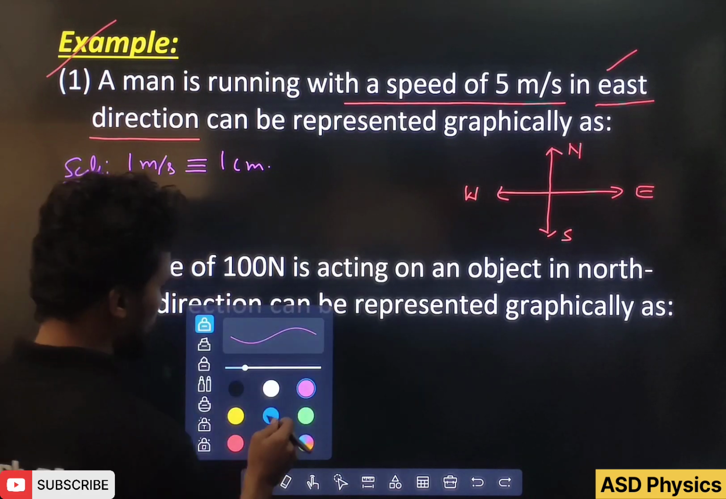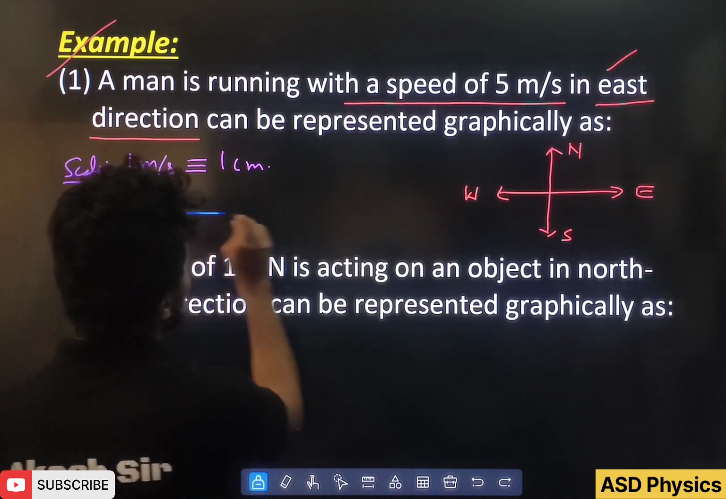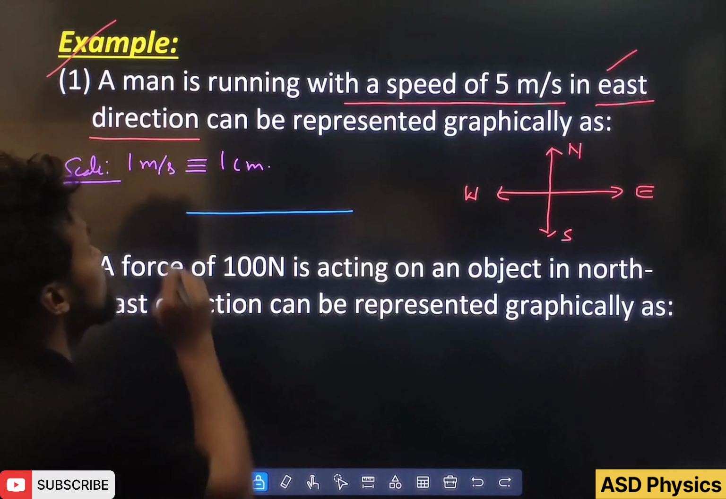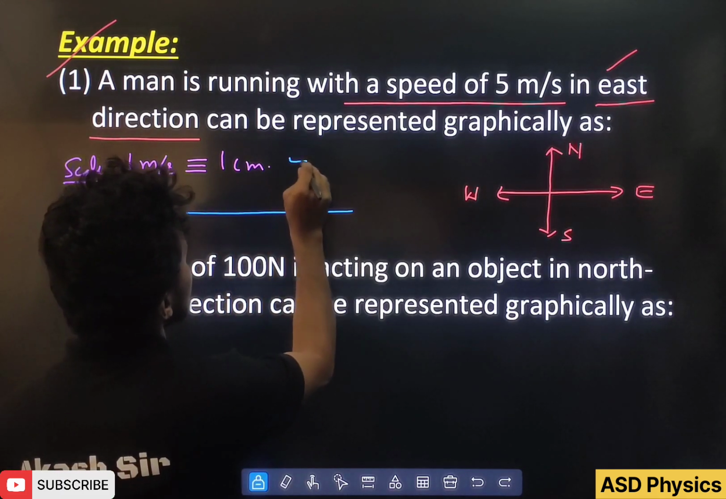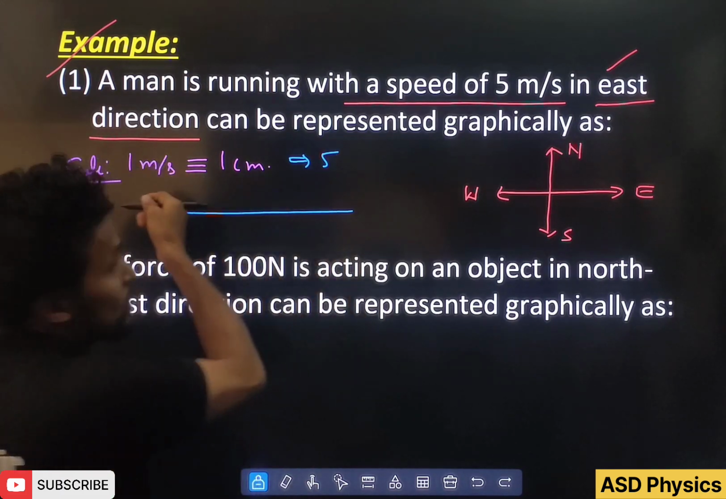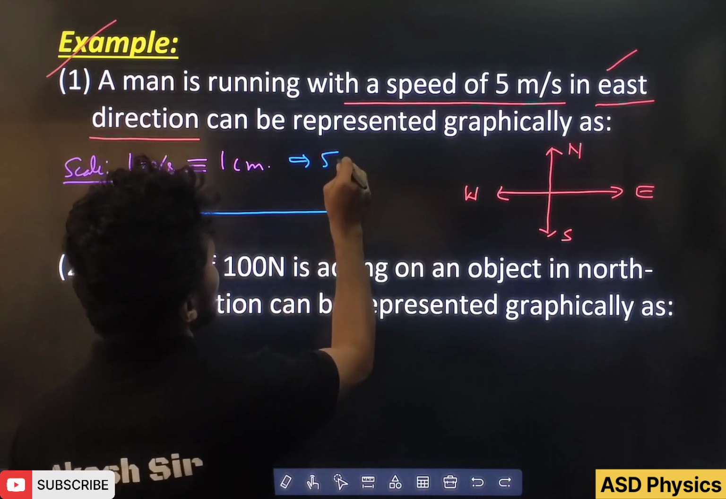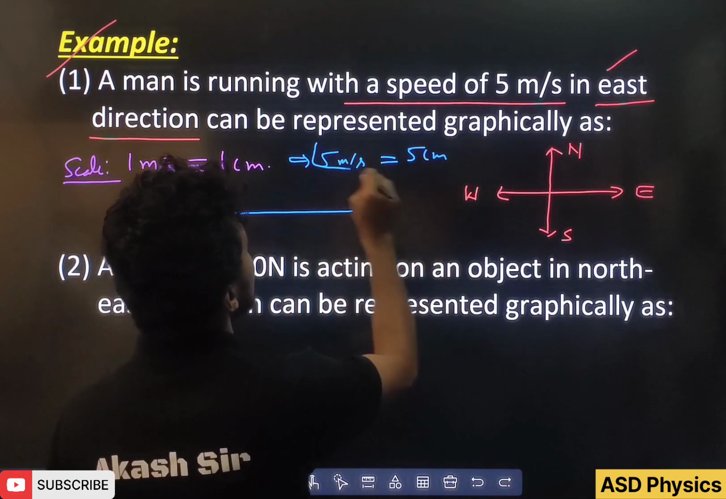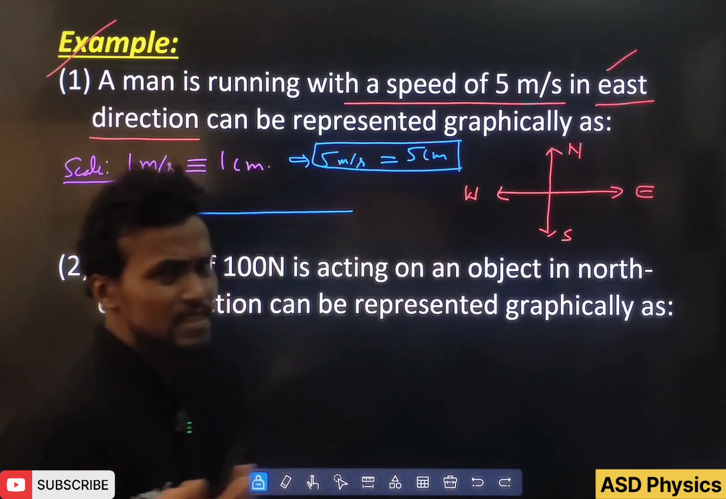Okay, so when we draw the line, I have drawn one line here. This line represents the magnitude. How much line should be there? 1 meter per second means 1 centimeter. So 5 meters per second, how much? By the basic rule, we can say 5 centimeters, and this 5 centimeter line we can very easily draw.